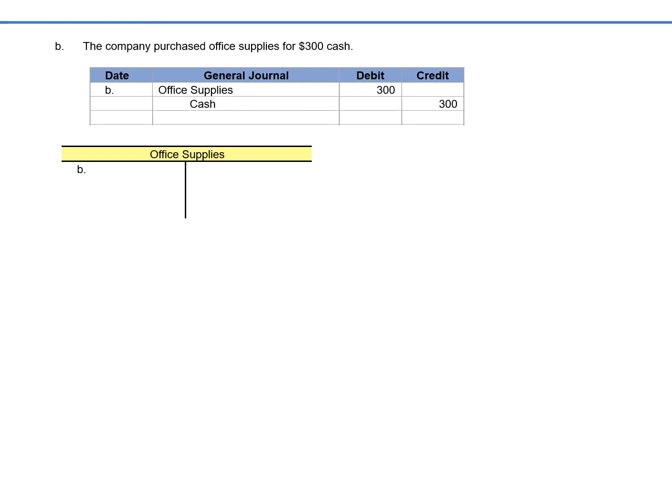Post our transactions to the general ledger, or the T accounts in this case. Debits get posted to the left side. Credits get posted to the right side.